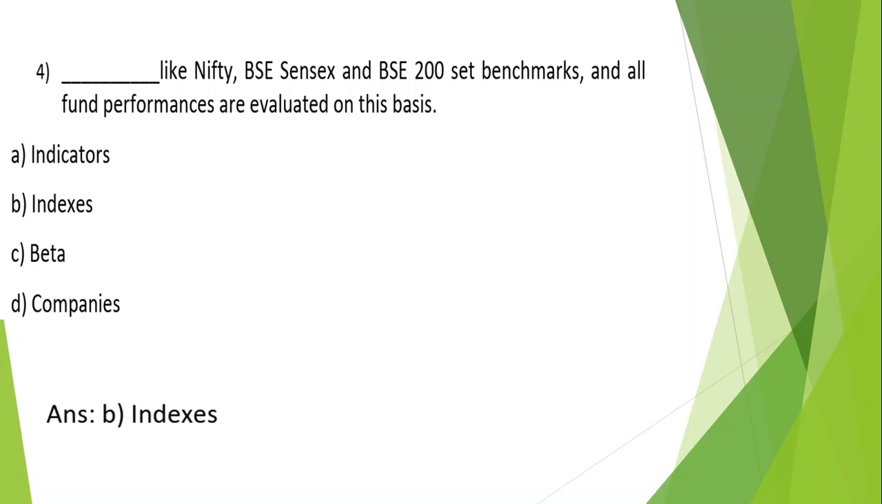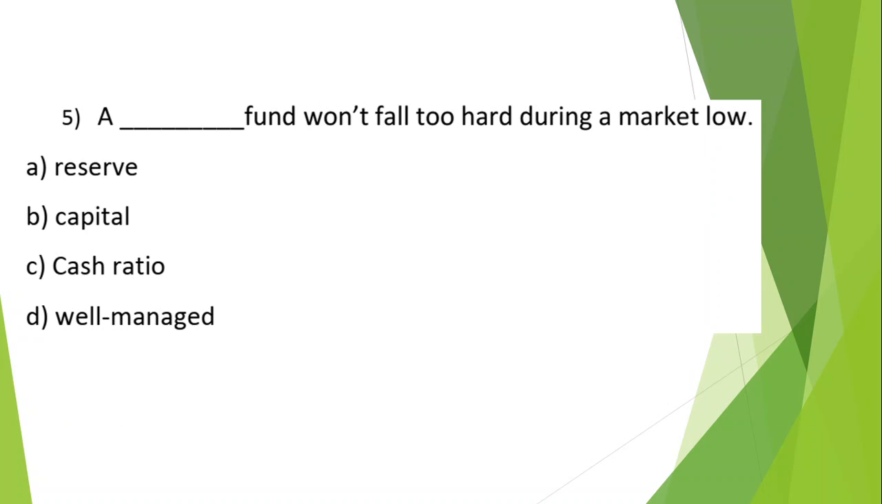Similarly, we have one more question. A dash fund won't fall too hard during a market low. Option A, reserve. Option B, capital. Option C, cash ratio. Option D, well managed. Any guess for filling this blank? The answer is option D. A well managed fund won't fall too hard during a market low.